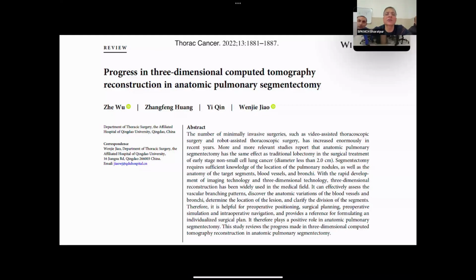A paper from Thoracic Cancer in 2022 shows that the 3D reconstruction is very essential, as the paper has established.